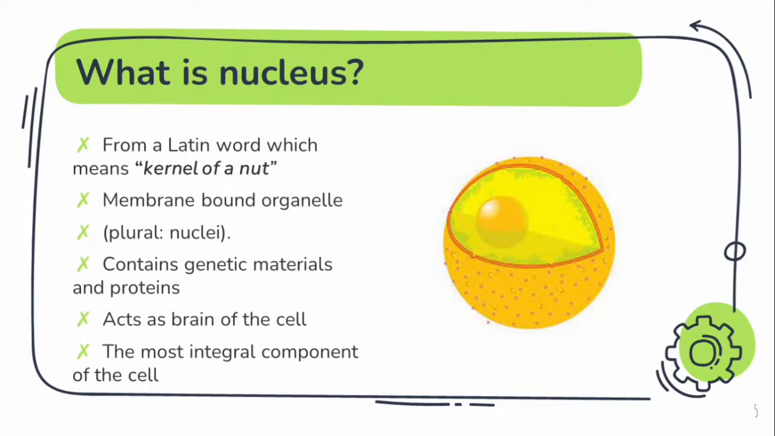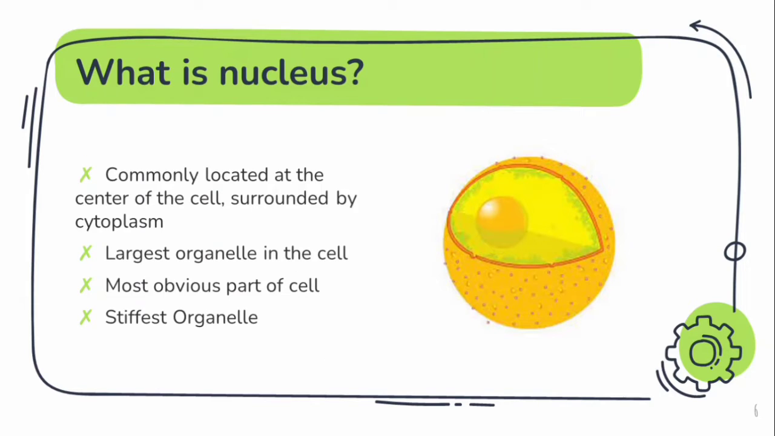Since it is the brain of the cell, it is considered the most important cell organelle. Without the nucleus, the cell will lose its control. It cannot carry out cellular reproduction. Also, the cell will not know what to do, and there would be no cell division, and gradually, the cell may die.